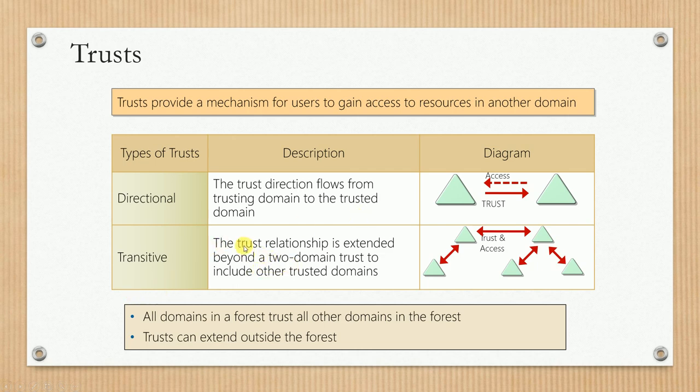Transitive means the trust relationship is extended beyond the two domains to include other domain trusts. Suppose you have one domain and a child domain; in between you can create a transitive trust. All domains in a forest trust all other domains in the forest. Trust can be extended outside of the forest as well. I will create an in-depth video to explain more about trust.